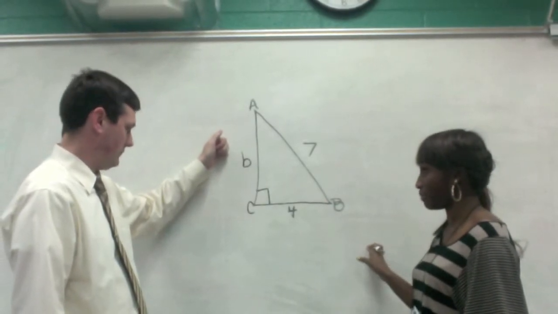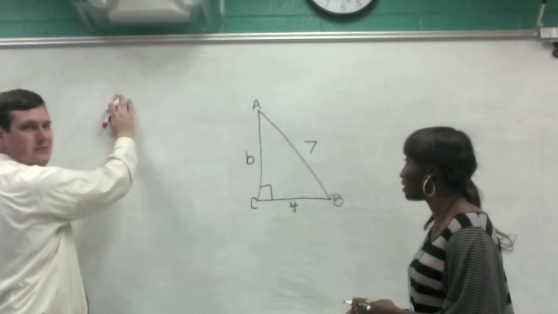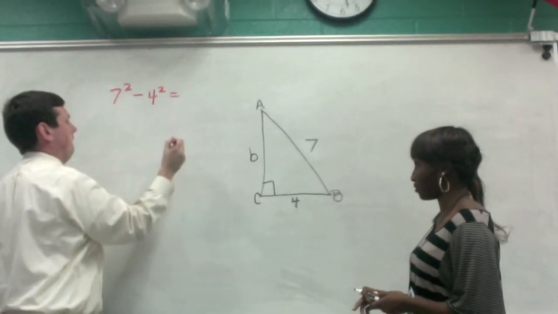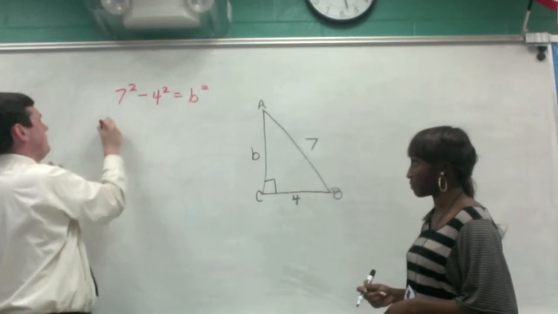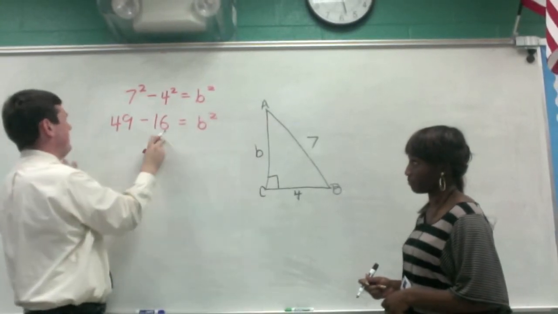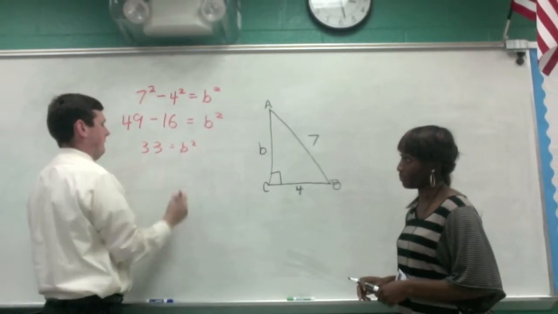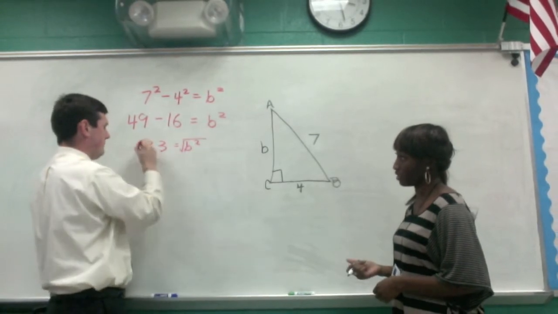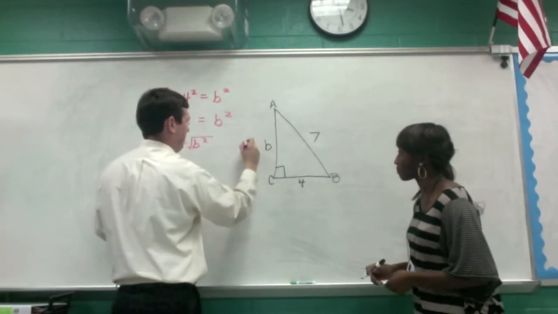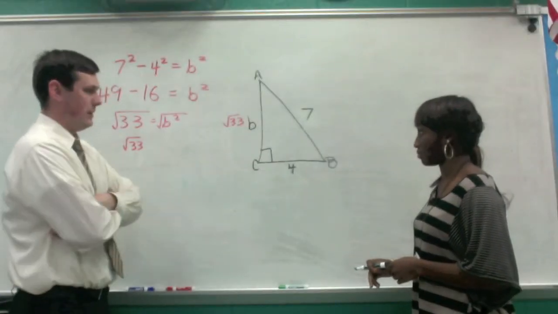Use the Pythagorean theorem. So 7 squared minus 4 squared equals B squared. 7 squared is 49, 4 squared is 16, and 49 minus 16 is 33. What would I have to do now? Square root of 33. Can I simplify that? No, you can't. And there's the side.